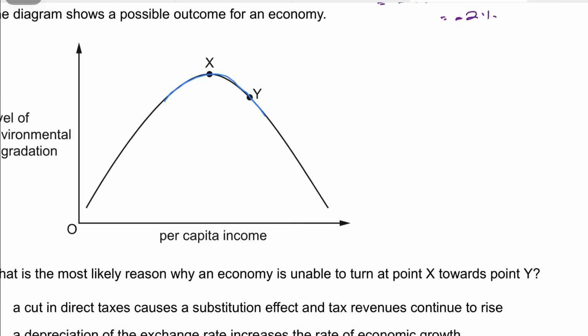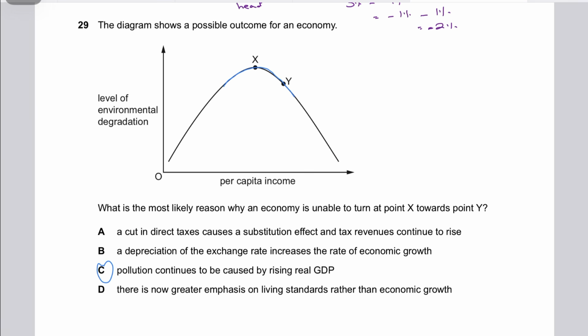Why are the other options wrong, by the way? A is wrong because it says a cut in indirect taxes causes a substitution effect, tax revenues continue to... Option A is describing a Laffer curve, not a Kuznets curve. It's talking about tax revenues, so it has nothing to do with environmental degradation. This is purely incorrect. Option B says a depreciation of the exchange rate increases the rate of growth. Okay, fine, a depreciation may increase growth, but it does not explain why environmental degradation cannot fall. You have to explain in this MCQ why environmental degradation may not fall despite higher GDP.